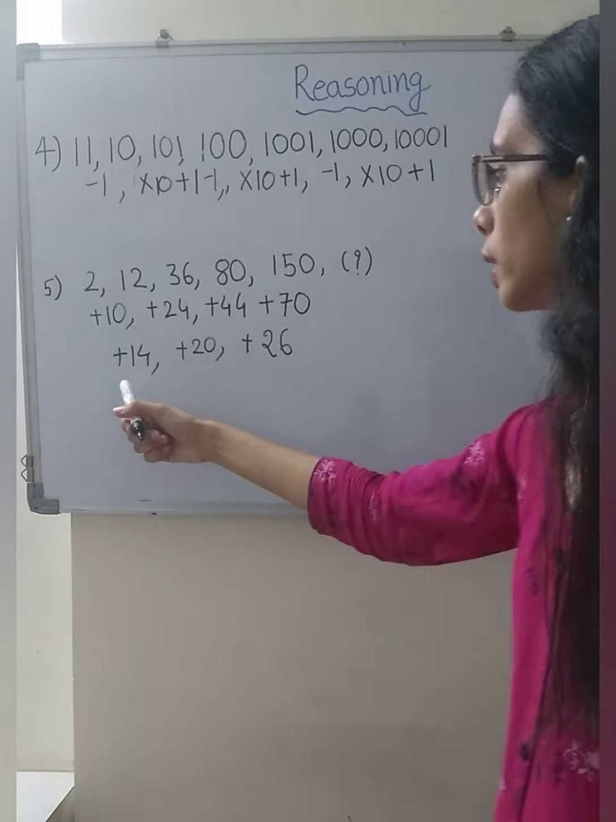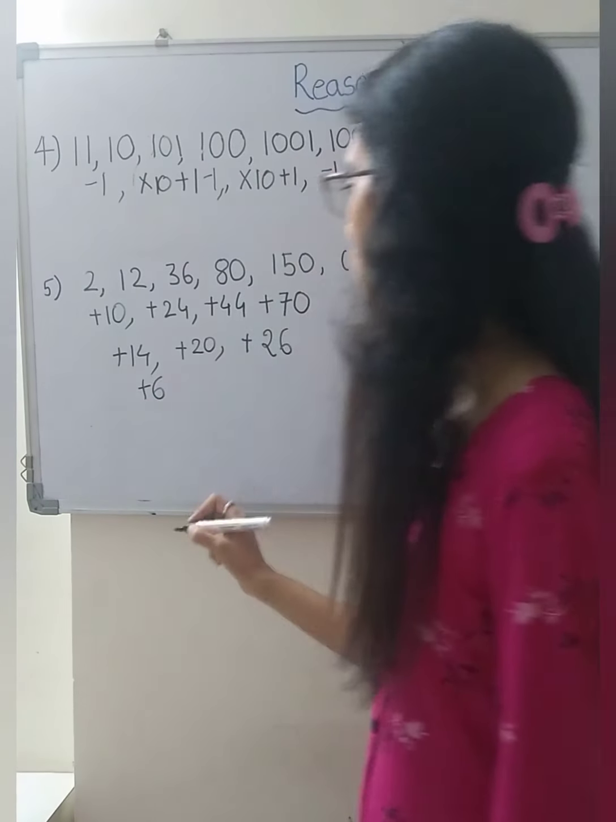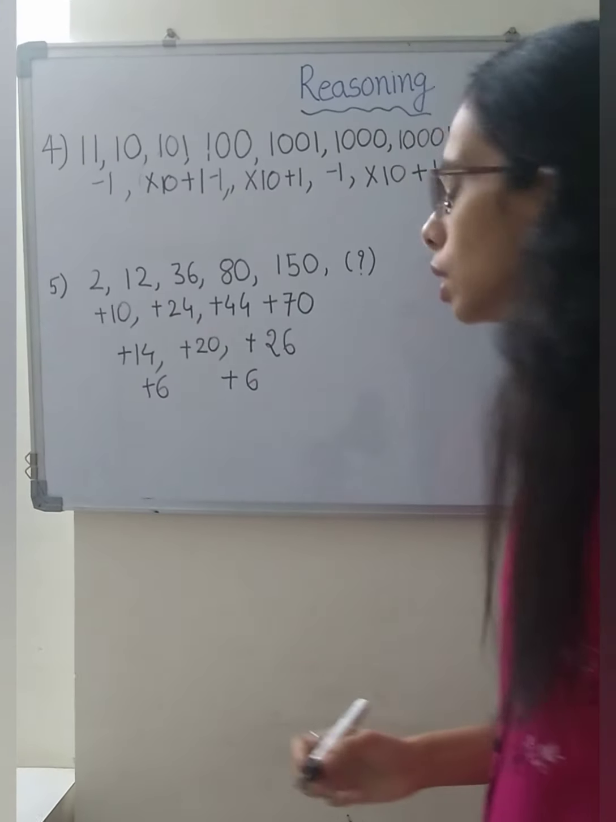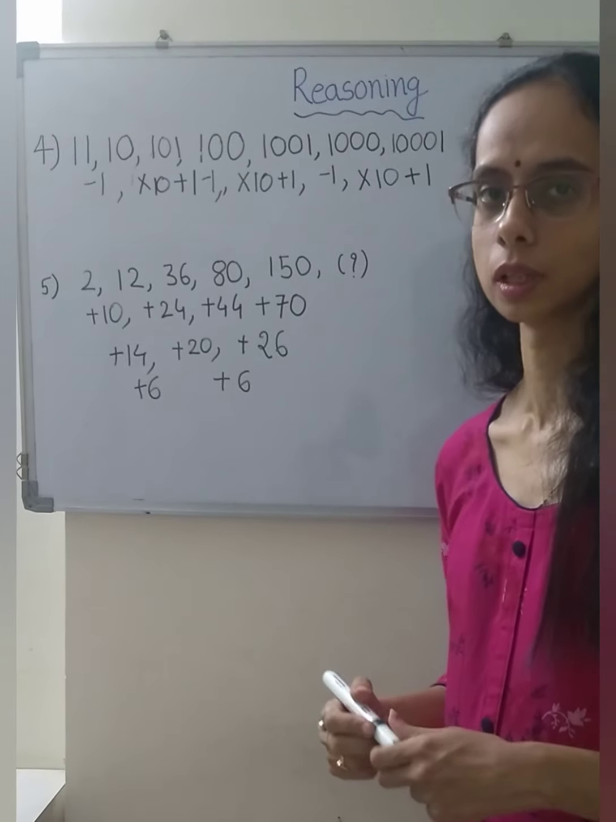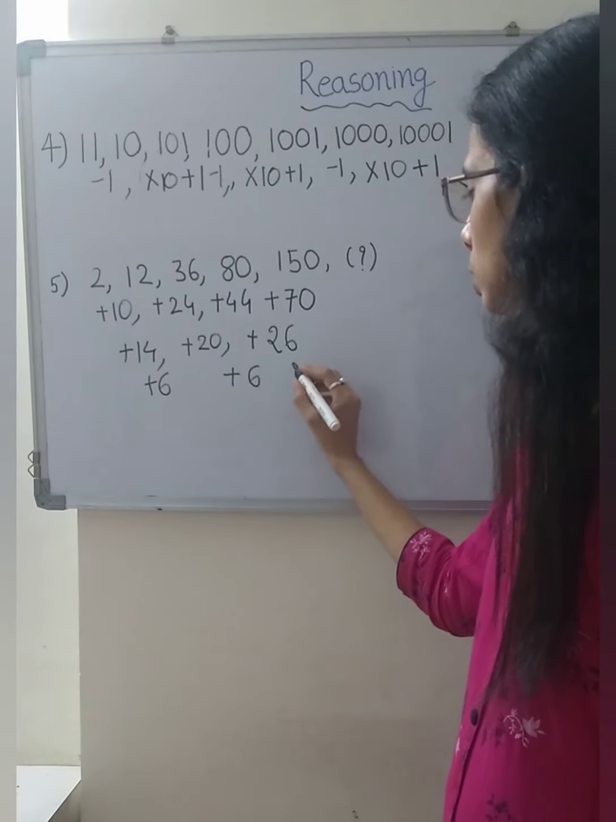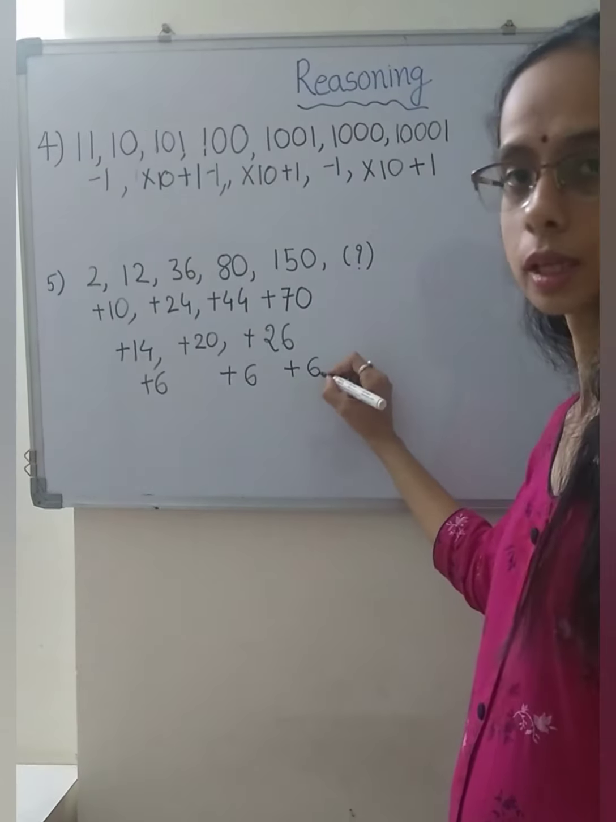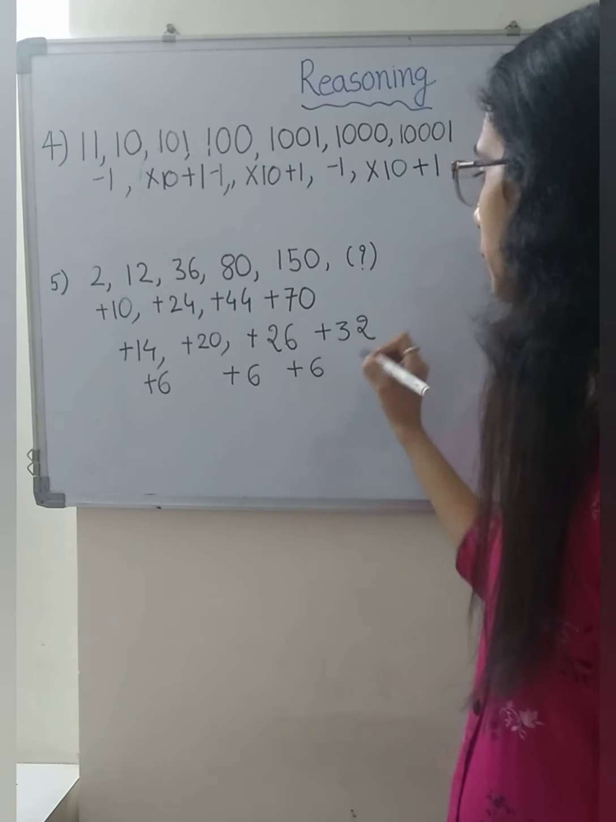Okay. So 14 and 20. So what is the difference here? 6. And 20 and 26. So 6. So there are two methods to solve this pattern, and both the methods we will learn over here. So first method is here plus 6 and plus 6. So next also would be plus 6. Fine. So 26 plus 6 is 32. So here it should be plus 32.